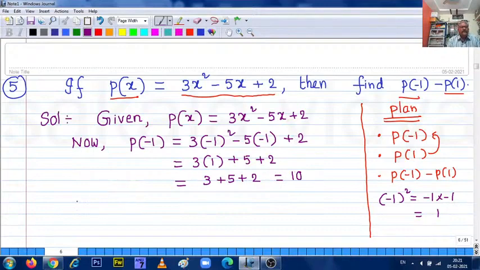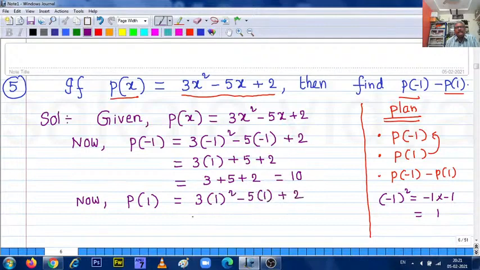Right. Next, now P of 1. P of 1 is equal to 3 times 1 square minus 5 times 1 plus 2. That means 3 into 1 square is 3, minus 5 into 1 is minus 5, plus 2. So here, very interesting: 3 minus 5 plus 2. 3 plus 2 is 5. 5 minus 5 is 0.